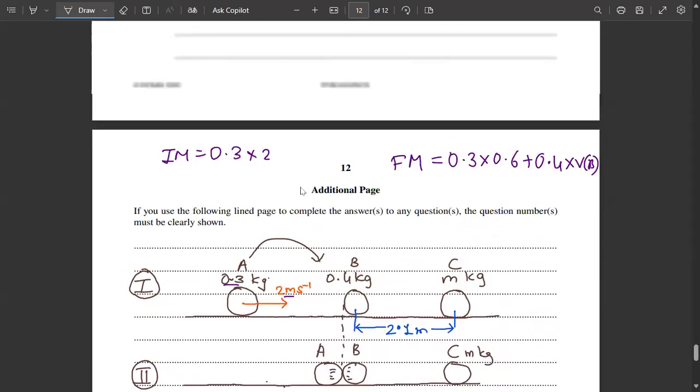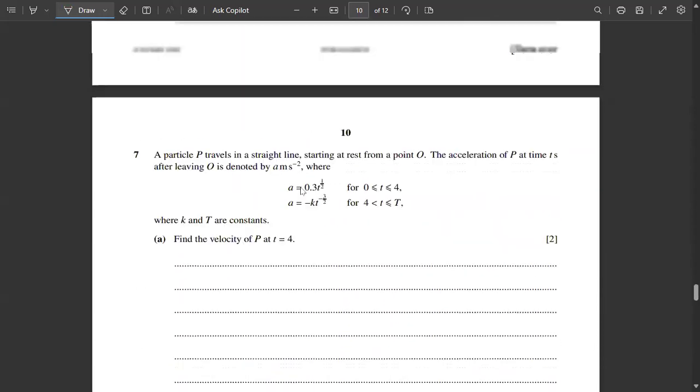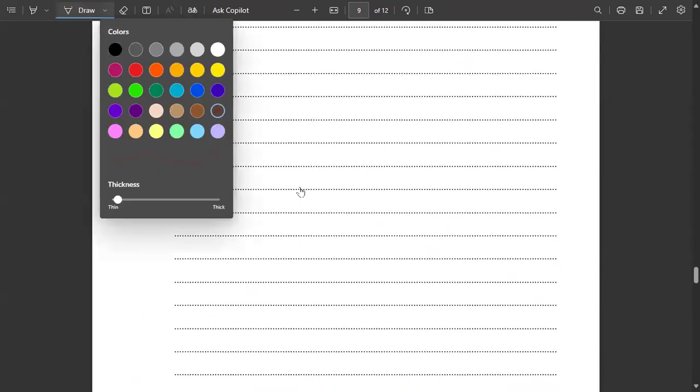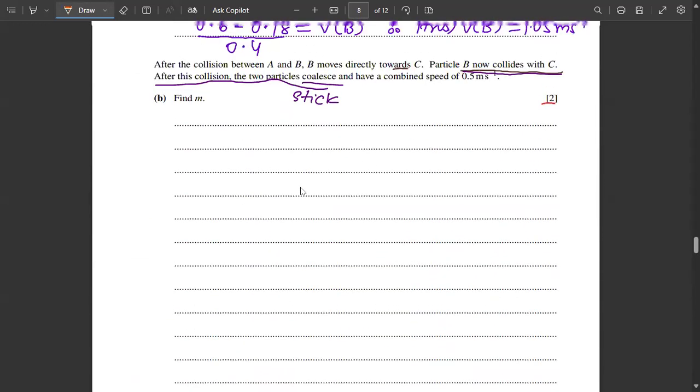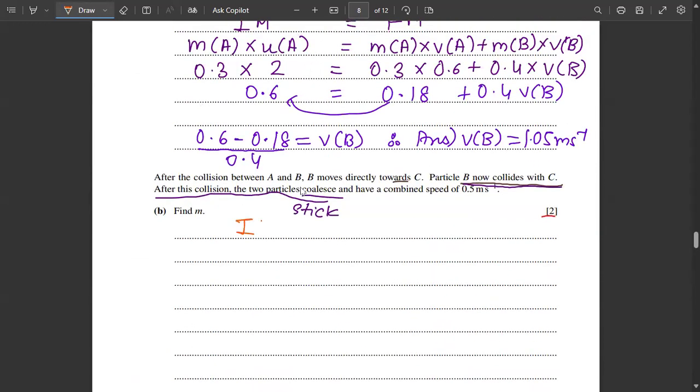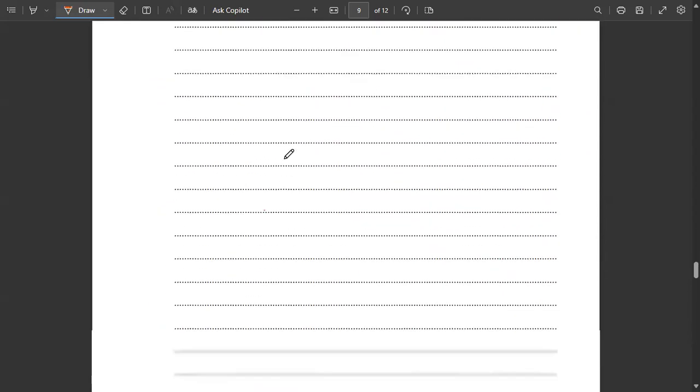So again, we can use initial momentum equals final momentum. I am writing initial Im equals Fm here, but what you will have to write in your exam paper is initial momentum equals final momentum in whole words. Or you can also write total momentum before equals total momentum after.